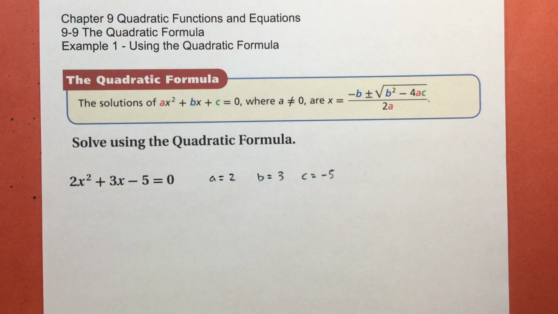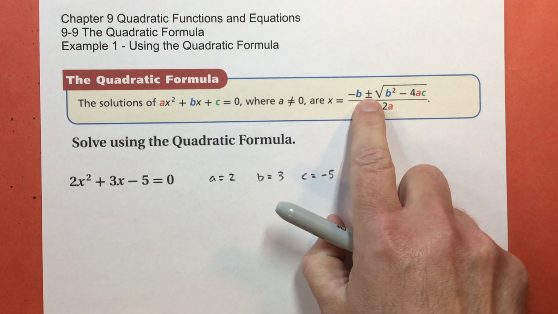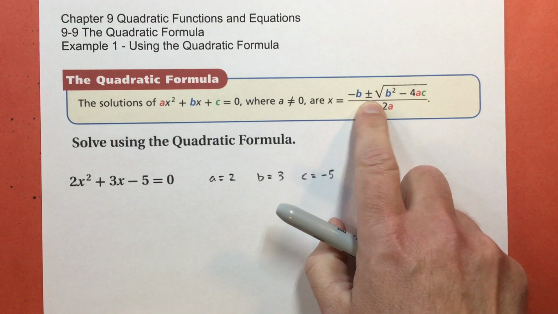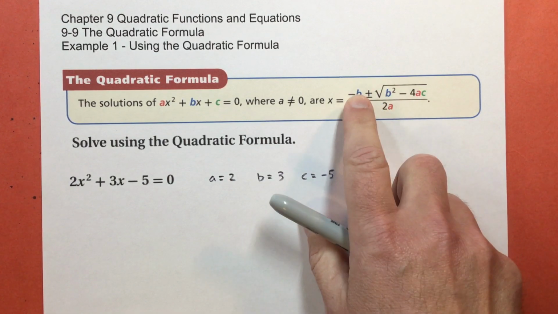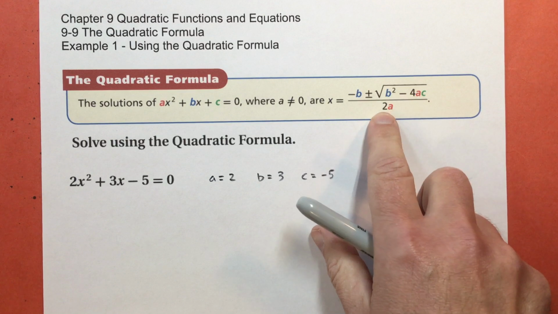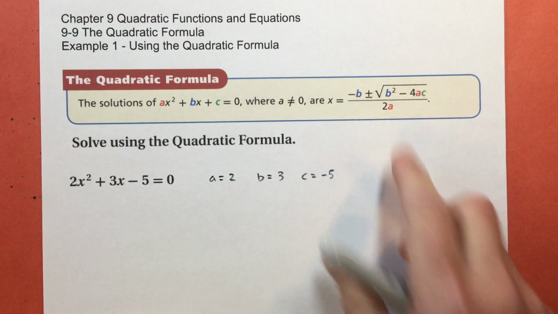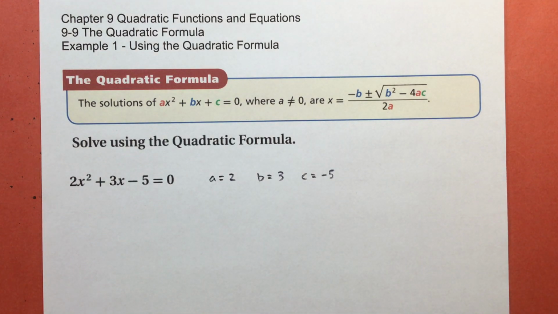Now, one thing to point out is, like I've been saying, you always get two solutions. How do I get two solutions? Because one of them has a plus sign and one of them has a minus sign. This plus or minus tells me that I actually have two formulas here. Negative b plus the square root of this over 2a, and negative b minus the square root of this over 2a. So don't forget, you always get two.